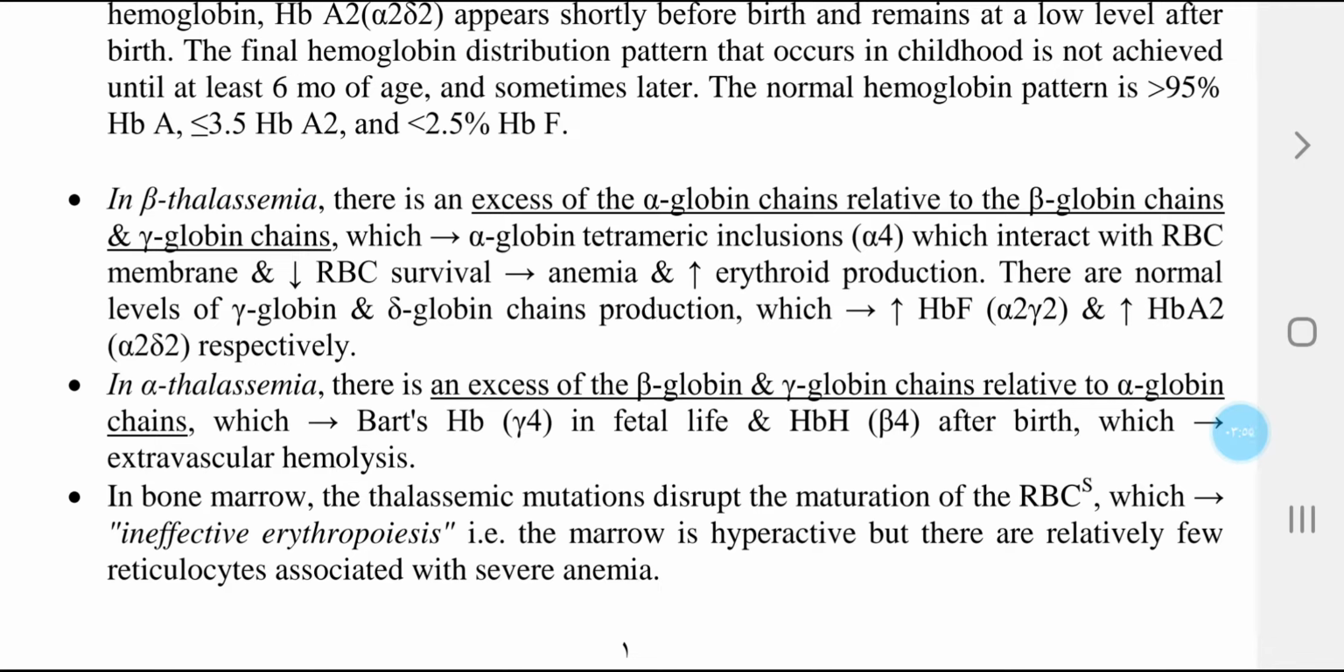In alpha thalassemia, there is an excess of beta globin and gamma globin chains relative to alpha globin chains, which leads to formation of Bart's hemoglobin, gamma 4, in fetal life, and hemoglobin H, beta 4, after birth, which lead to extravascular hemolysis. In bone marrow, the thalassemic mutation disrupts the maturation of the RBC, which leads to ineffective erythropoiesis. That is to say, the marrow is hyperactive, but there are relatively few reticulocytes associated with severe anemia.